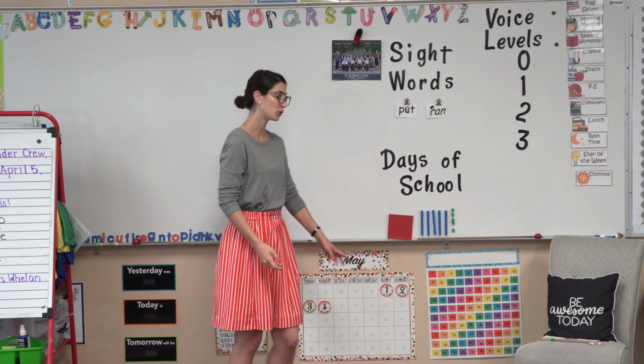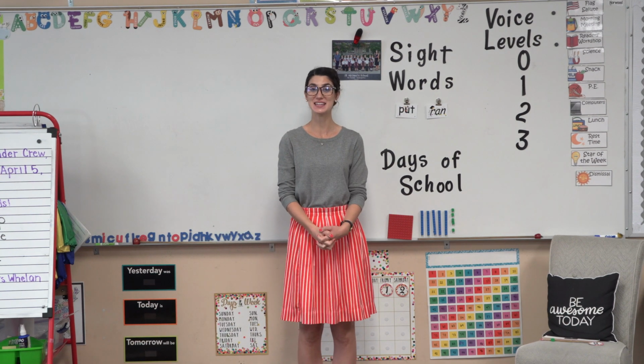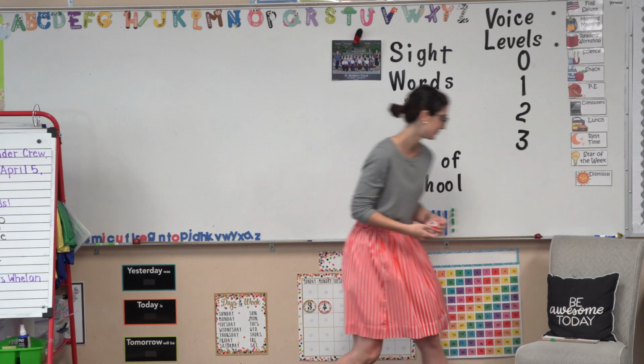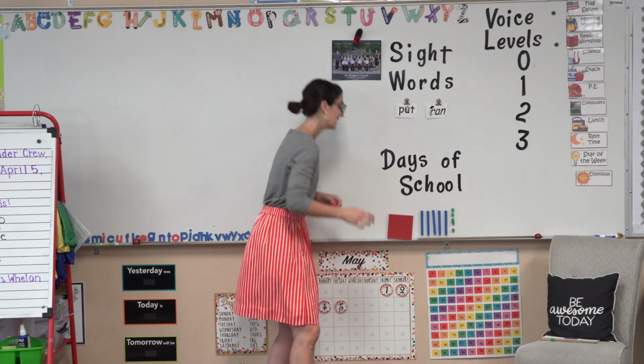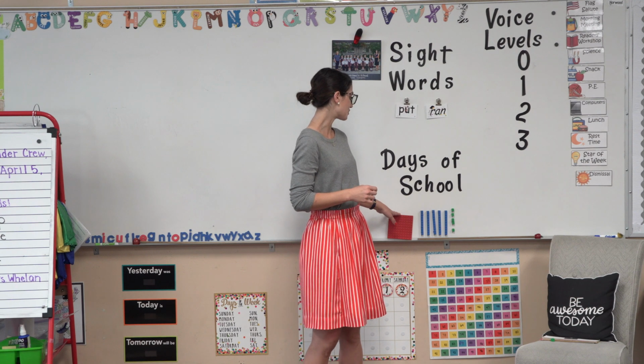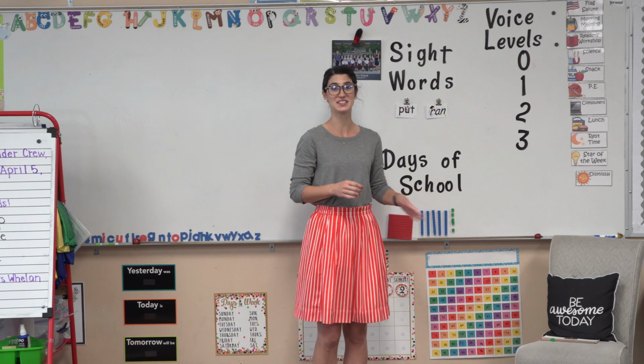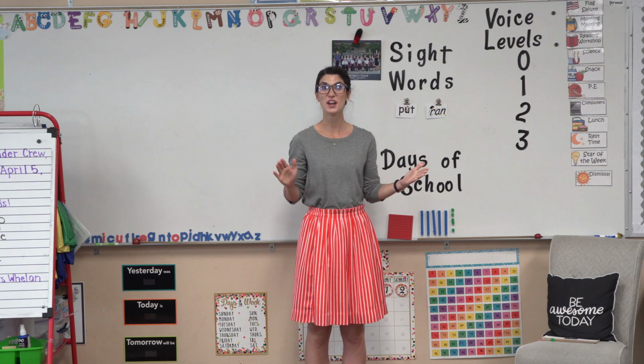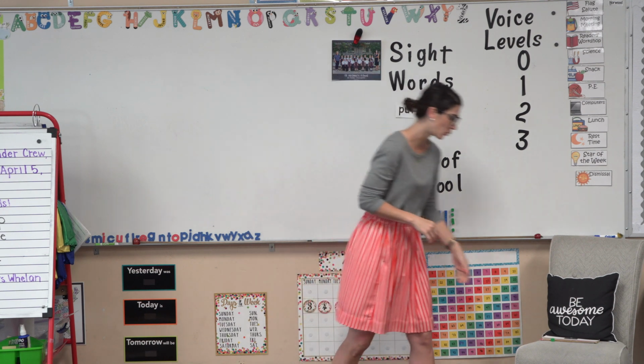Let's do our calendar. Yesterday was April 4th, which means today is April 5th. Yesterday was our 155th day of school, which means today is our 156th day of school.